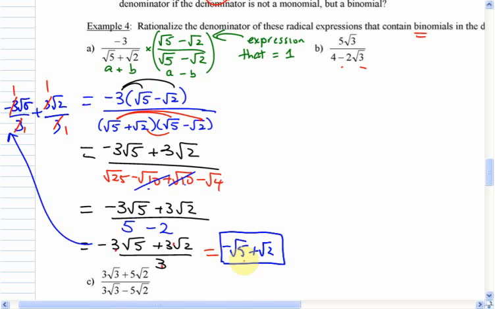Okay? All right, ladies and gentlemen, you do part B on your own. Let me give you a hint to start this off, though. What do you think you should multiply both the top and the bottom by? Here on the bottom it looks like a minus b, so can someone help me out? What do you think you should multiply this by? A plus b. What's A? 4. Plus, what's B? 2 root 3. Good. Do that to both the top and the bottom. Go.